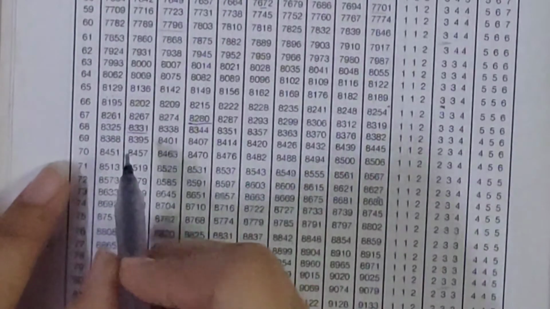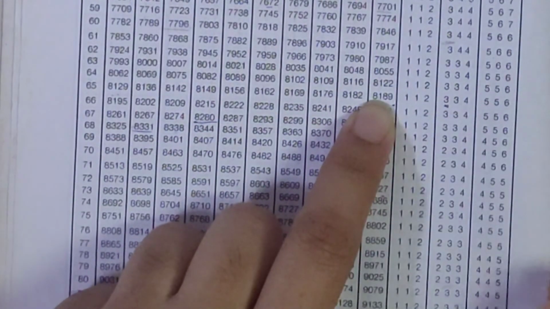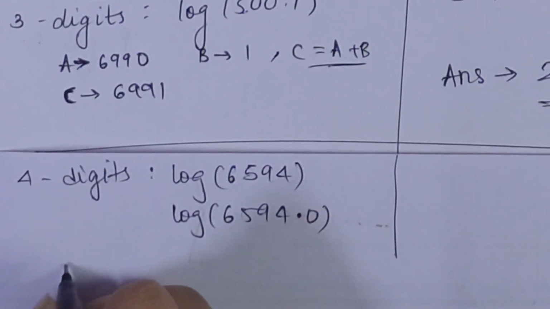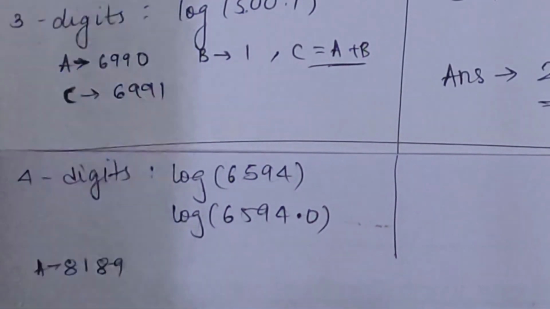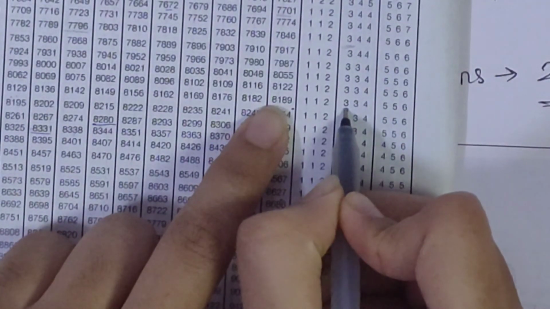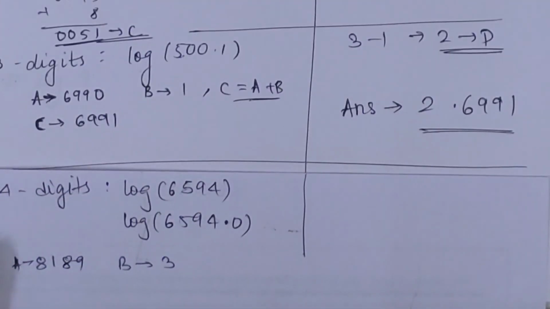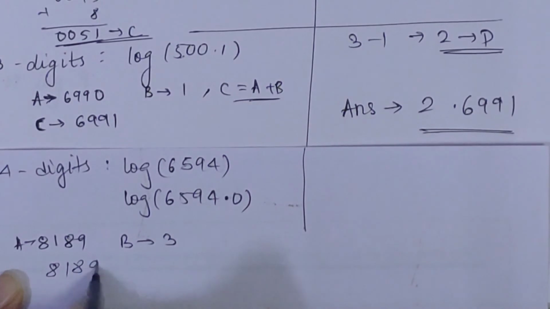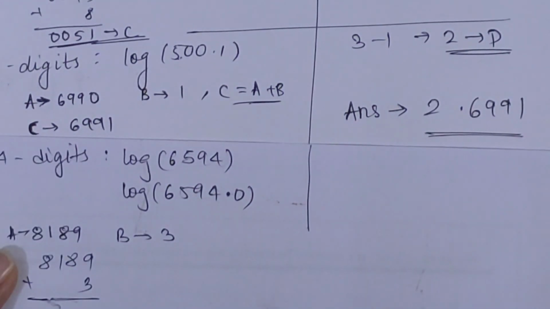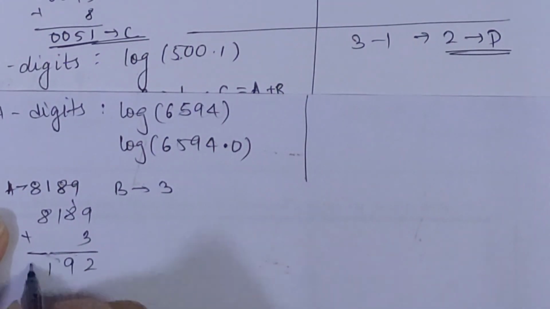So let's do that. 65 in 9 gives me 8189. So that's my A. Now what I have to find next? 4. So where's my 4? Here. That is 3. So what will I write? My B as 3. Now what will I do? I will add them. Now after adding, what will I get? 8189 plus 3 will be 8192. Okay. So this is after adding 3.